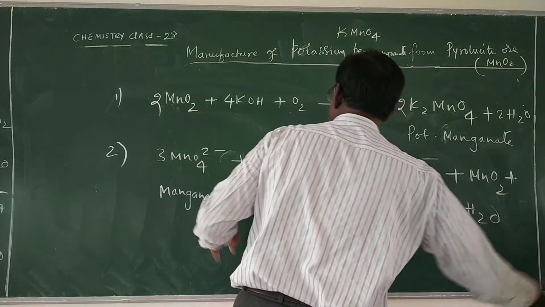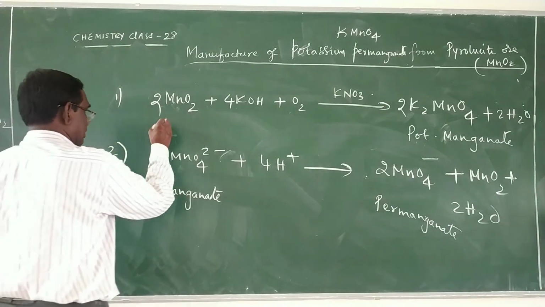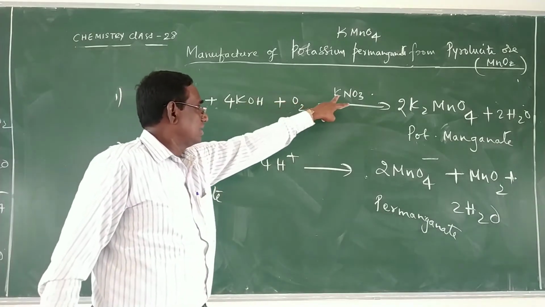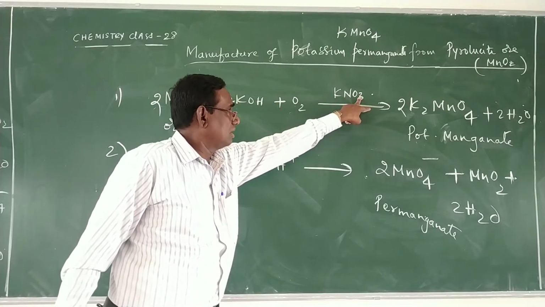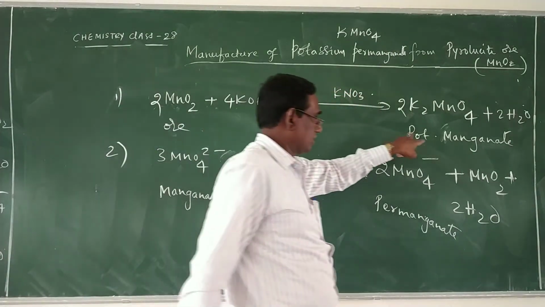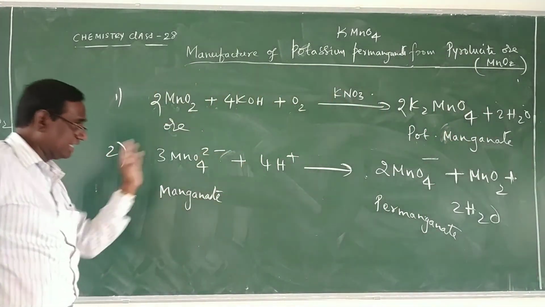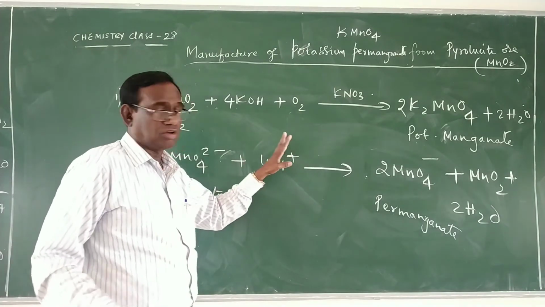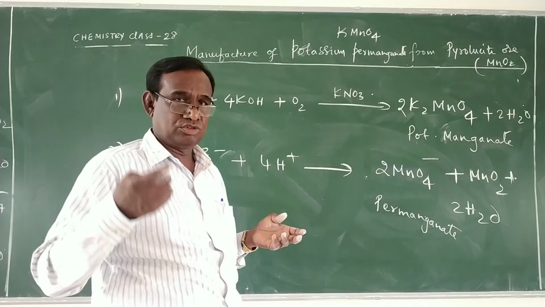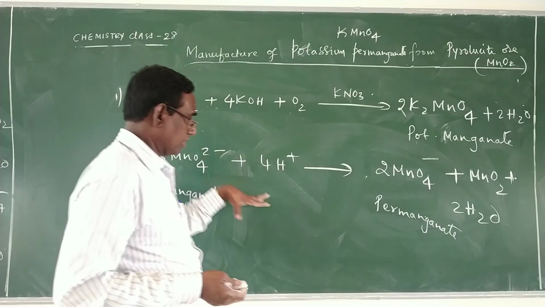So the pyrolusite ore is fused with KOH and mixed with potassium nitrate, which acts as an oxidizing agent, so that you will be getting potassium manganate solution. This potassium manganate is further subjected to acidification with H plus ions. H plus ions means you can use HCl or H2SO4, like that. Manganate ions are converted into permanganate ions.